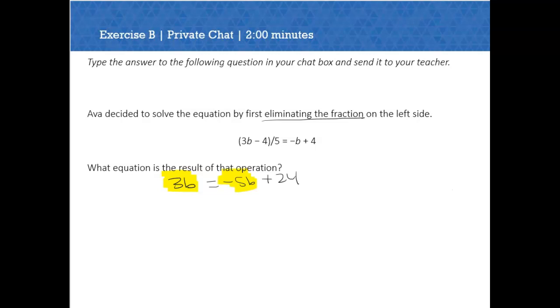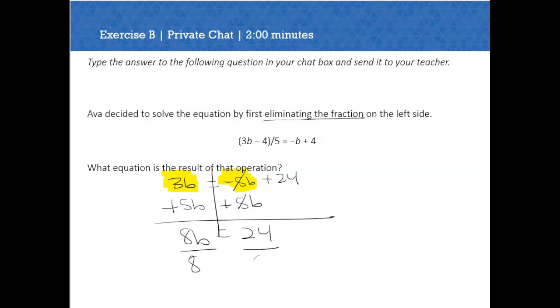So now we're going to add 5b to both sides. So we have 8b equals 24. So 8b, that means 8 times b. We still want to get b by itself, so we divide both sides by 8. b equals 3. There's a lot in that one to unpack. Getting rid of this divided by 5 was kind of an extra step in there.